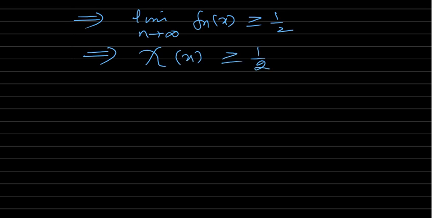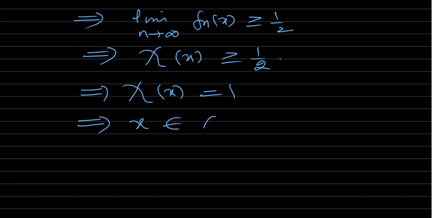Now here, it's a very important point. Chi of x has only two values, either 0 or 1. And here it's greater or equal to 1 by 2. Therefore chi x must be equal to, yes, it must be equal to 1. Yes, it's equal to 1. But when it's equal to 1, x is an irrational number, by definition. So this means x is in Q complement.